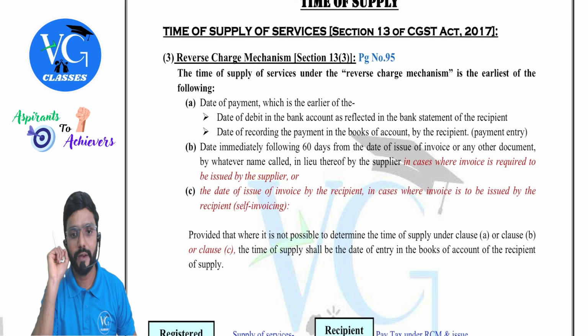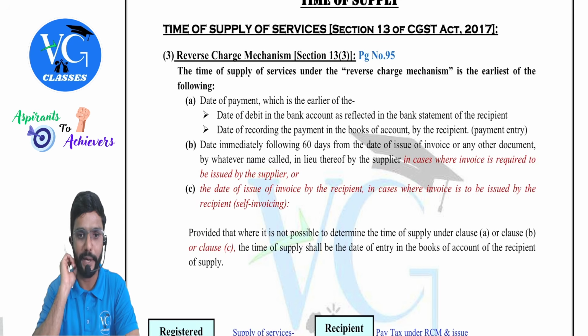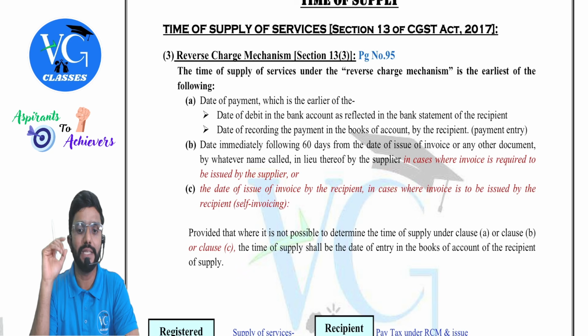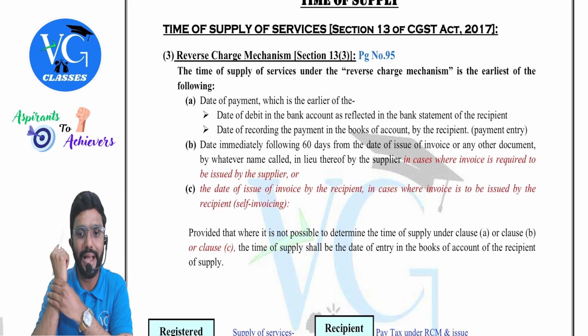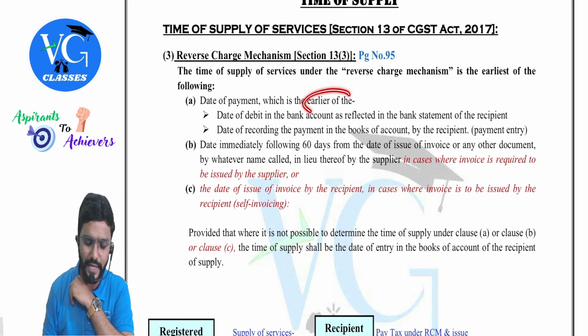The time of supply of services under the reverse charge mechanism is the earliest of the following. Clause A: date of payment, which is the earlier of the date of debit in the bank account as reflected in the bank statement of the recipient, or the date of recording the payment in the books of accounts by the recipient, whichever is earlier. That would be considered as the date of payment.